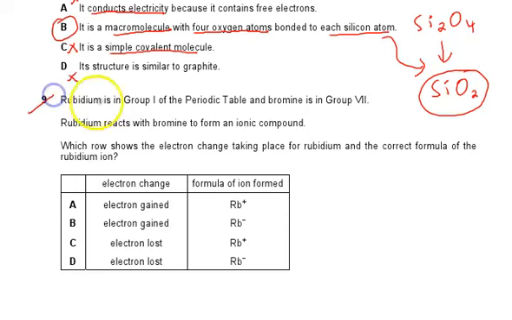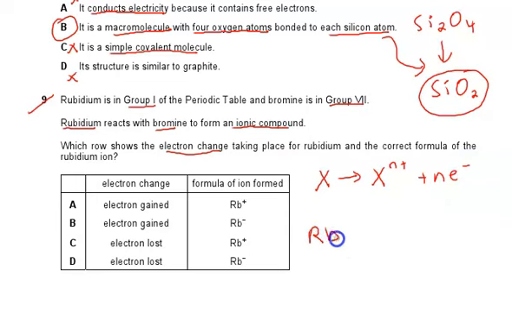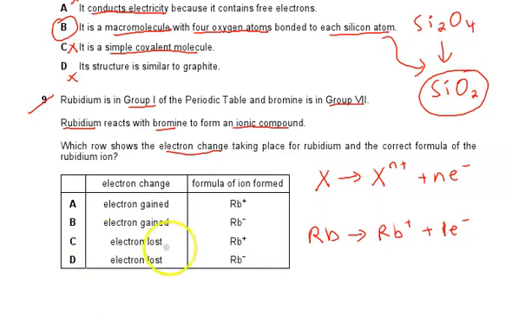Question number 9. Rubidium is in group 1 of the periodic table. Bromine is in group 17. Rubidium reacts with bromine to form an ionic compound. They are asking which row shows the electron change taking place for rubidium and the correct formula for the rubidium ion. You have to understand one thing: metals will donate electrons. Rubidium has the same characteristic, where it will donate one electron. So it should be electron loss, and it is positive. So the answer is C over here.